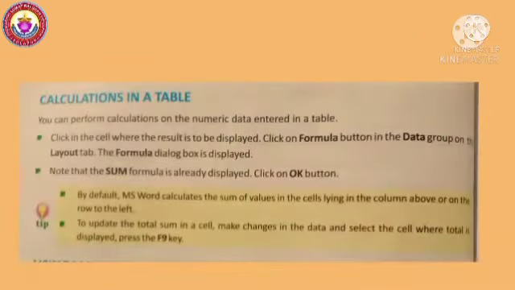Next point, calculation in a table. You can perform calculation on numeric data entered in a table. Click on the cell where the result is to be displayed. Click on Formula button in the Data group on the Layout tab. The Formula dialog box will appear. Note that the sum formula is already displayed and click on OK button.